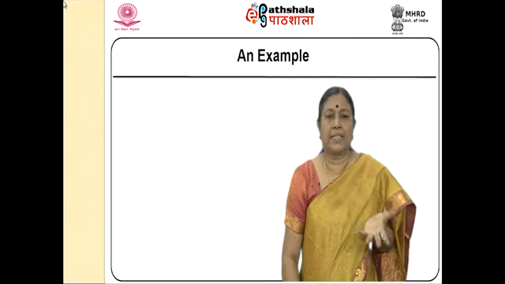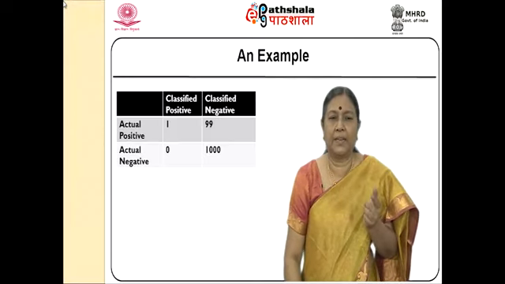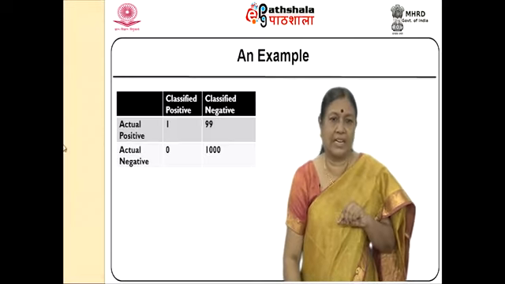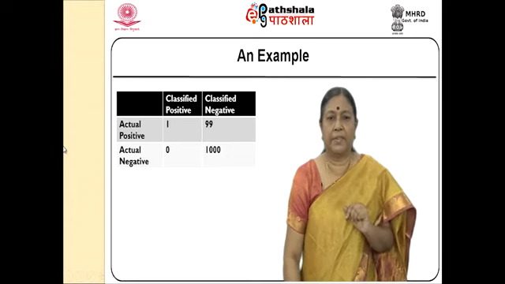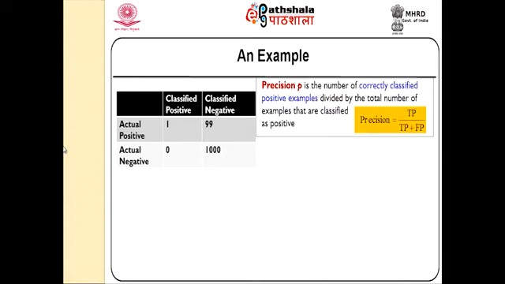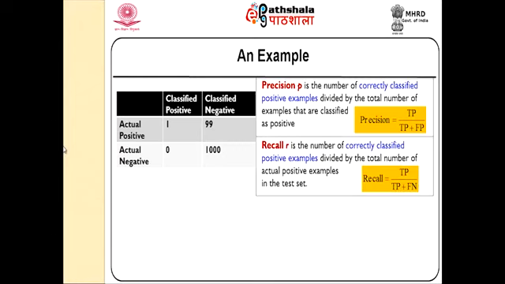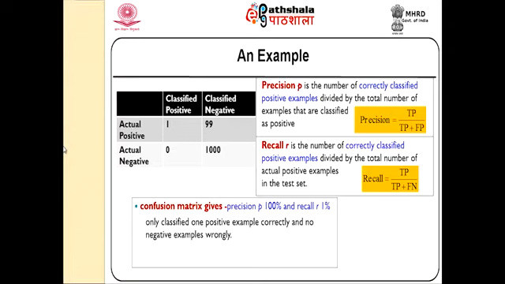If you take an example, here actual positive is 1, classified negative is 99, and similarly we have given here. So, precision P is as I already discussed, and this is the recall. The confusion matrix gives precision P as 100% and recall as 1%. Only one positive example was classified correctly and no negative example has been classified wrongly. Precision and recall measure from the viewpoint of the positive class; it does not bother too much about the negative class.